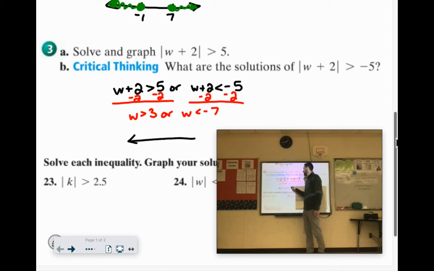Negative 7 would be to the left on a number line because it's smaller. Open dots on both of them. With all of these, the dots are going to be the same. And shading towards the outside.